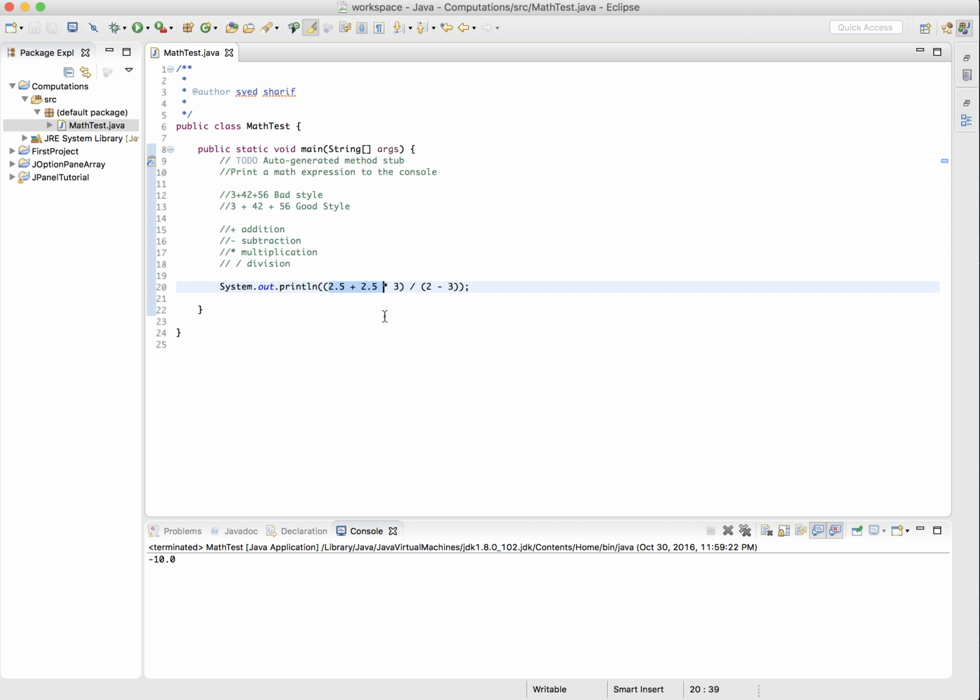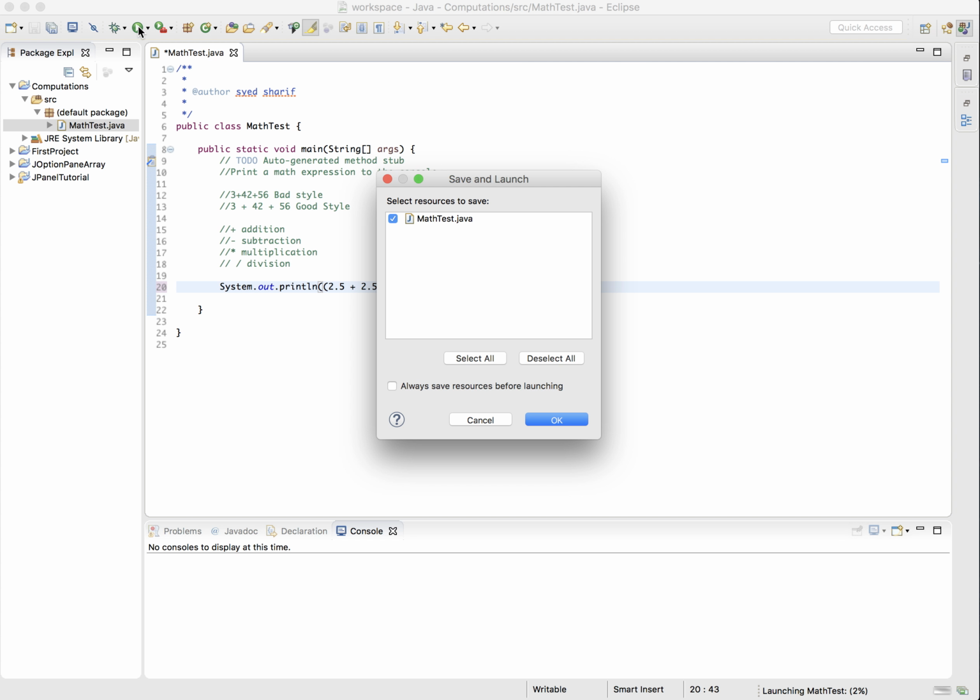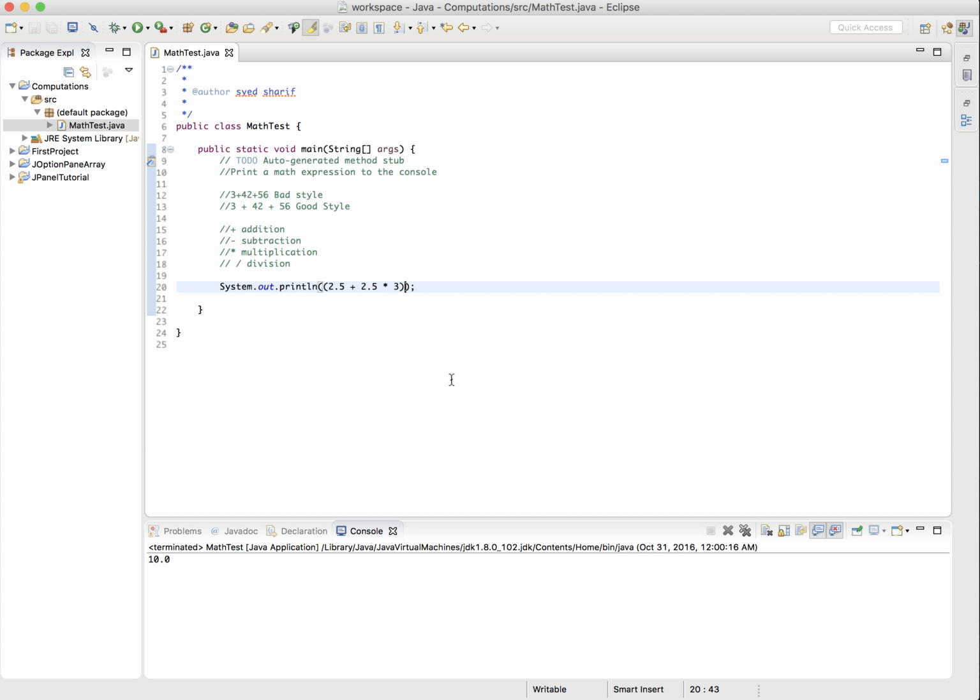Wait a second. Something is not right here. Why is it negative 10? Negative 1. 2.5 plus 2.5 is 5, times 3 is 15. You know what? Let me do this first here. Let's make sure it is printing out correctly. Unless my math is off. Oh my god, my math is off, guys. Wait, no it's not. Okay, so I kind of did that on purpose.